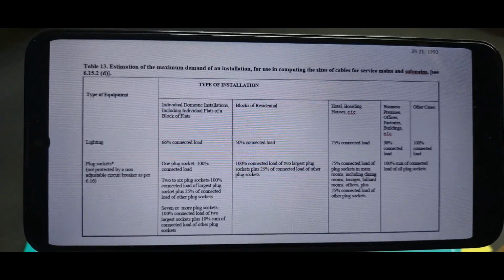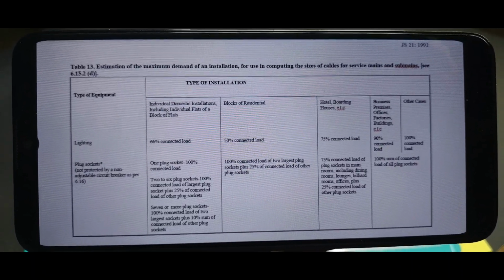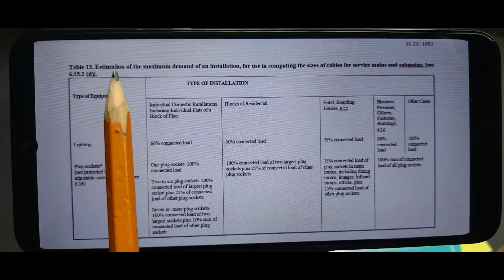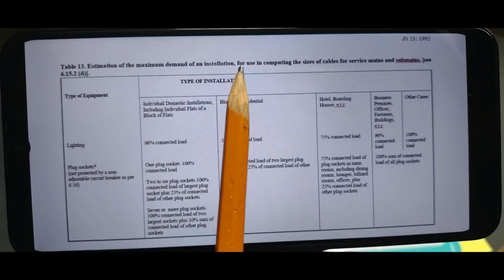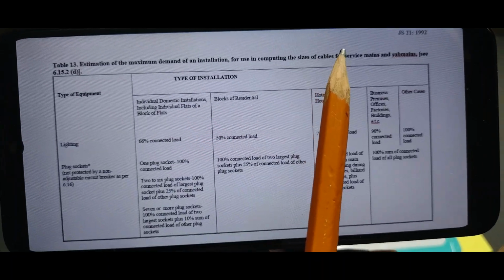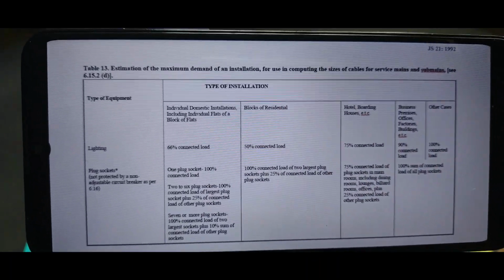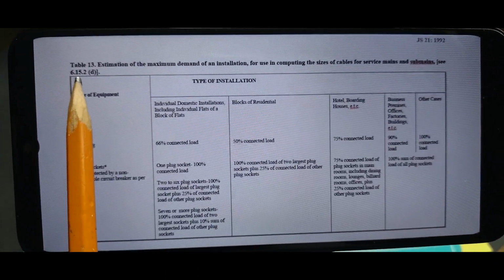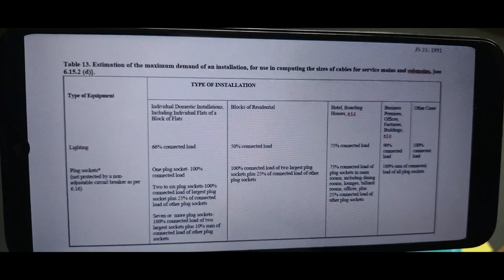Now this is table 13 of the JS21. To understand table 13 a bit, you notice up here it says the estimation of the maximum demand of an installation for use in computing the size of cables for service mains and sub-mains. And it tells us to see Article 6, 15, 2D for more explanation.